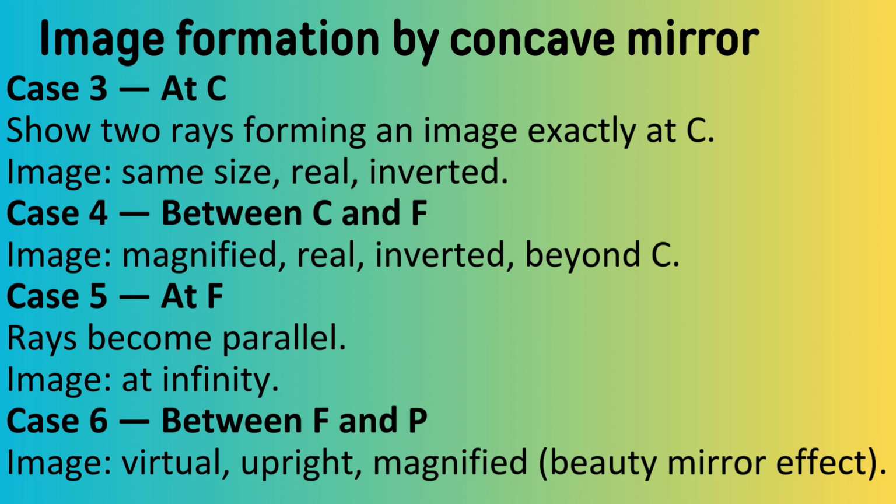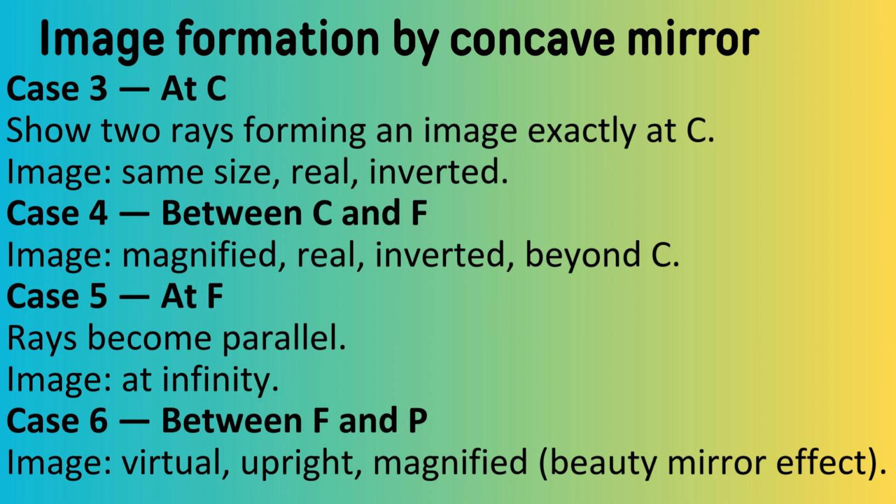Case 4. Object between C and F. The image is formed beyond C. It is magnified, real, and inverted. Case 5. Object at the focus. The reflected rays become parallel to each other. The image is formed at infinity.